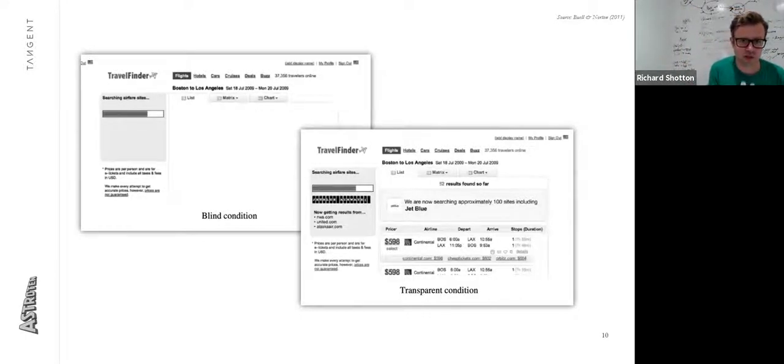And the twist was that some people got the flights immediately. Some people had a little delay added to the serving of the results. And what Buell and Norton found was that if you were transparent about the effort that was going on by the search engine, if you said searching Alitalia, searching Delta Airlines, searching Continental, that increased delay actually made people happier with the results. They thought the results were more comprehensive and more accurate.